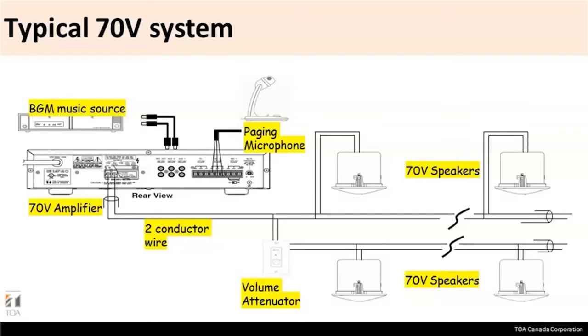So the volume attenuator tends to come in handy because the amplifier and the other devices are usually locked up in the rack, and you don't want the manager of the restaurant to keep fiddling around with the knobs on the amplifier once it is set. So a volume attenuator always comes in very, very handy.